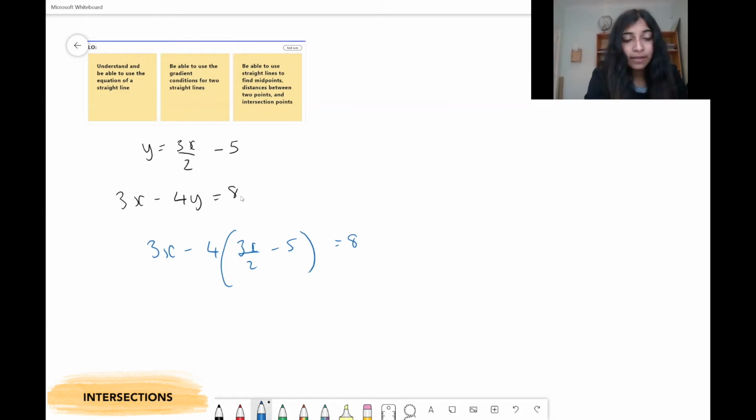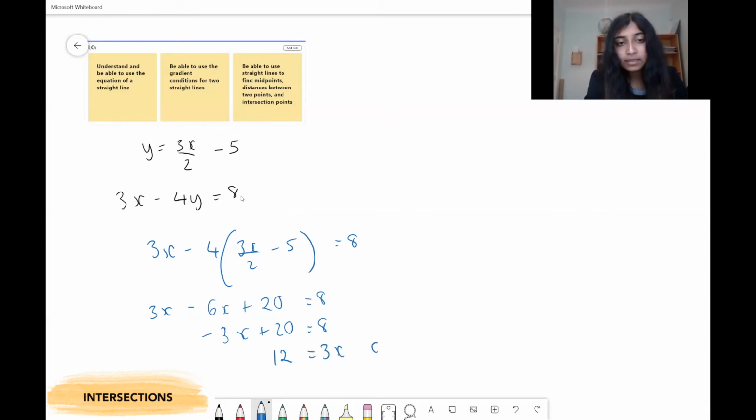If we multiply out this bracket, we get 3x minus 4 times 3x over 2, so that's 12x over 2, which is just minus 6x. And then minus 4 times minus 5 is plus 20, and that should be equal to 8. Collecting the like terms, we get minus 3x plus 20 is equal to 8. Then if we rearrange, we subtract 8 from both sides and get 12, and if we add 3x to both sides, we get 12 equals 3x, so x equals 4.